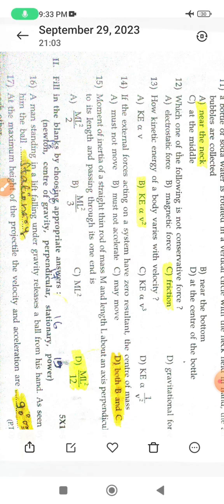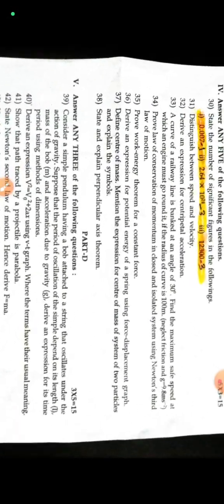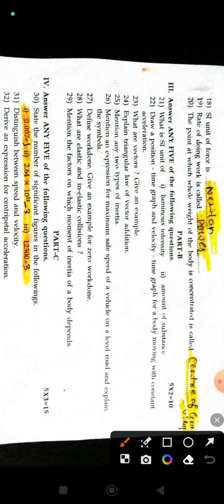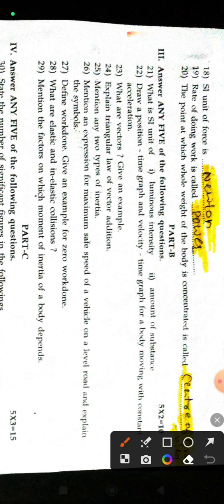Only 16th and 17th questions are discussed in this case. Right now we'll discuss the 18th question, right? In the 18th question, what are they asking? SI unit of force is, okay, this is a very simple question. SI unit of force is Newton.